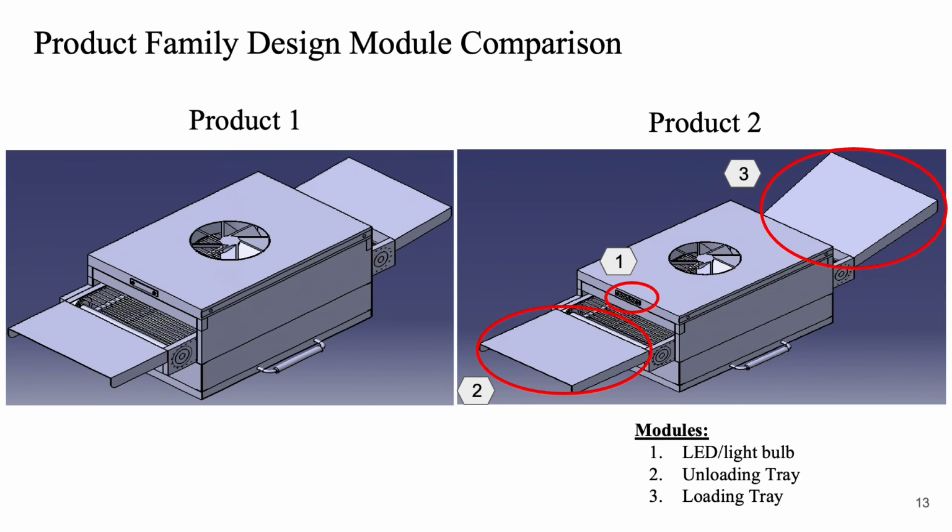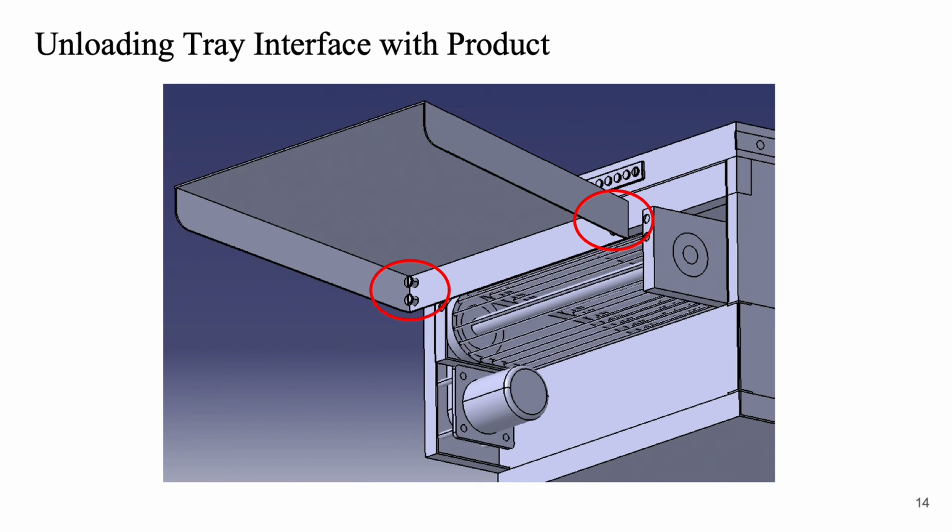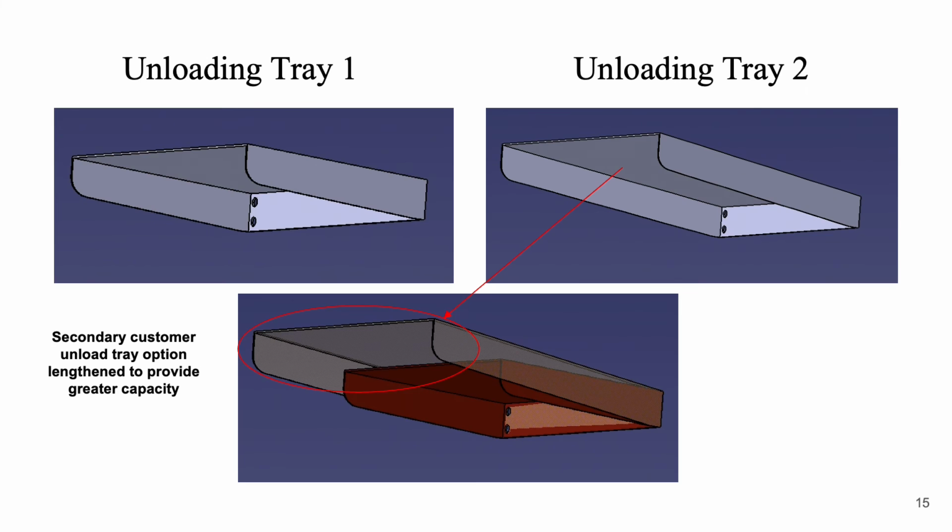Elaborating on the product family design module comparison, both the offerings of the conveyor oven product are shown here. In product 2, the new and redesigned components such as the LED, the loading and the unloading tray are assembled and demarcated to represent the overall differences. Here you can see the interface between the unloading tray and the main body. The unloading tray is attached to the main body using fasteners. In the overlapping image, you can see the dimensional differences between unloading tray 1 and unloading tray 2. Unloading tray 2 has been designed with a bigger dimension to increase its capacity.